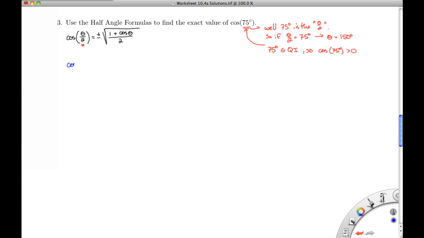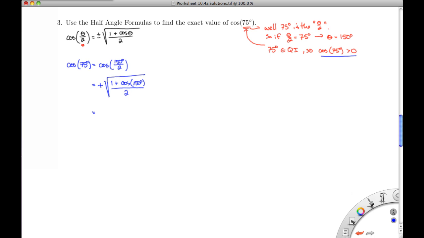So the cosine of 75 degrees, again, we could think about this as just finding cosine of 150 degrees divided by 2, if that helps. So this is going to be equal to plus, because of this determination that we just made, it's going to be positive, the square root of 1 plus the cosine. Now this is where most of the mistakes happen: what is the cosine of theta? Well, our theta is that 150 degrees, twice the angle we want to find the cosine of in the whole problem, and that's divided by 2.